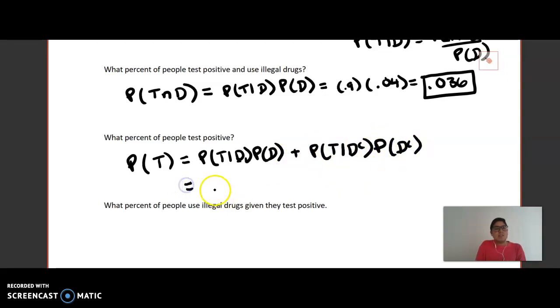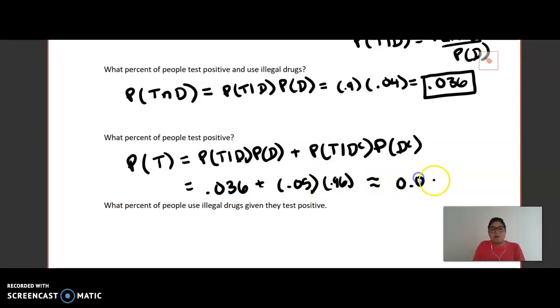So that's going to give me something along these lines. I already know this first probability because we found it in part A. And then we're going to add the second probability of testing positive given you do not use drugs, which we know is a 5% probability, and then not using drugs is 0.96. So the probability that you test positive is going to be about 0.084. So the probability of testing positive, regardless if you do or do not use drugs, is 0.084.